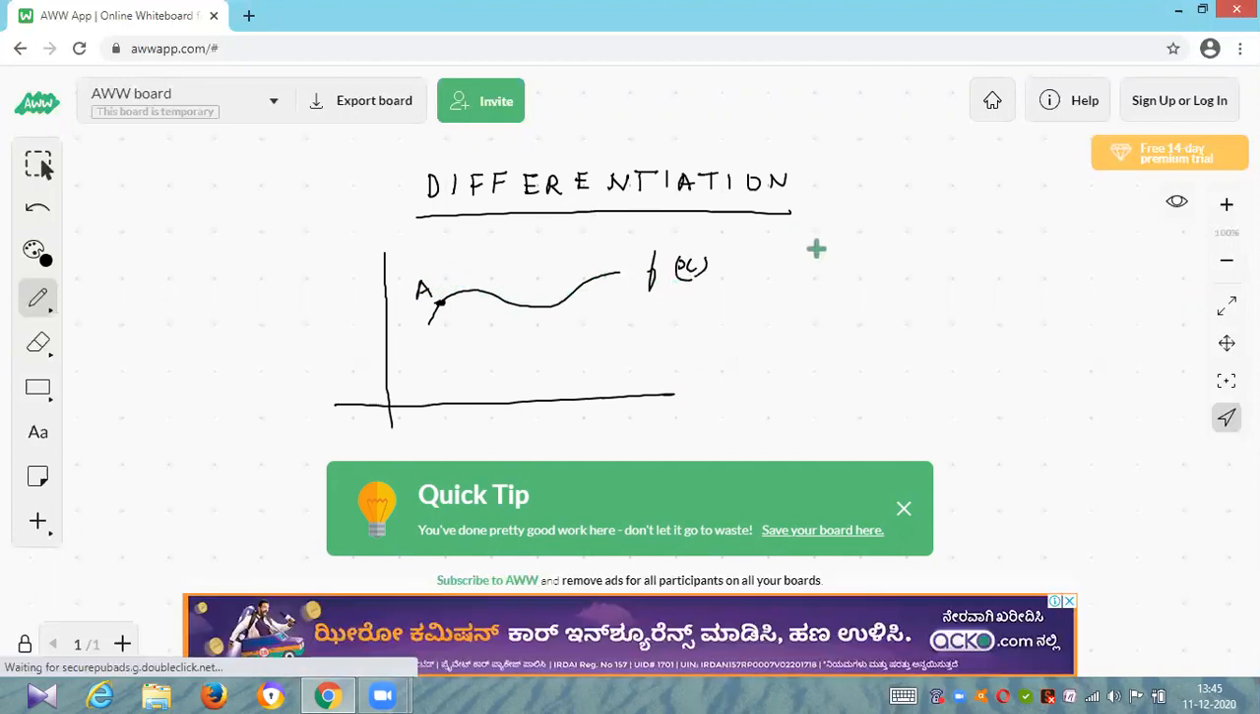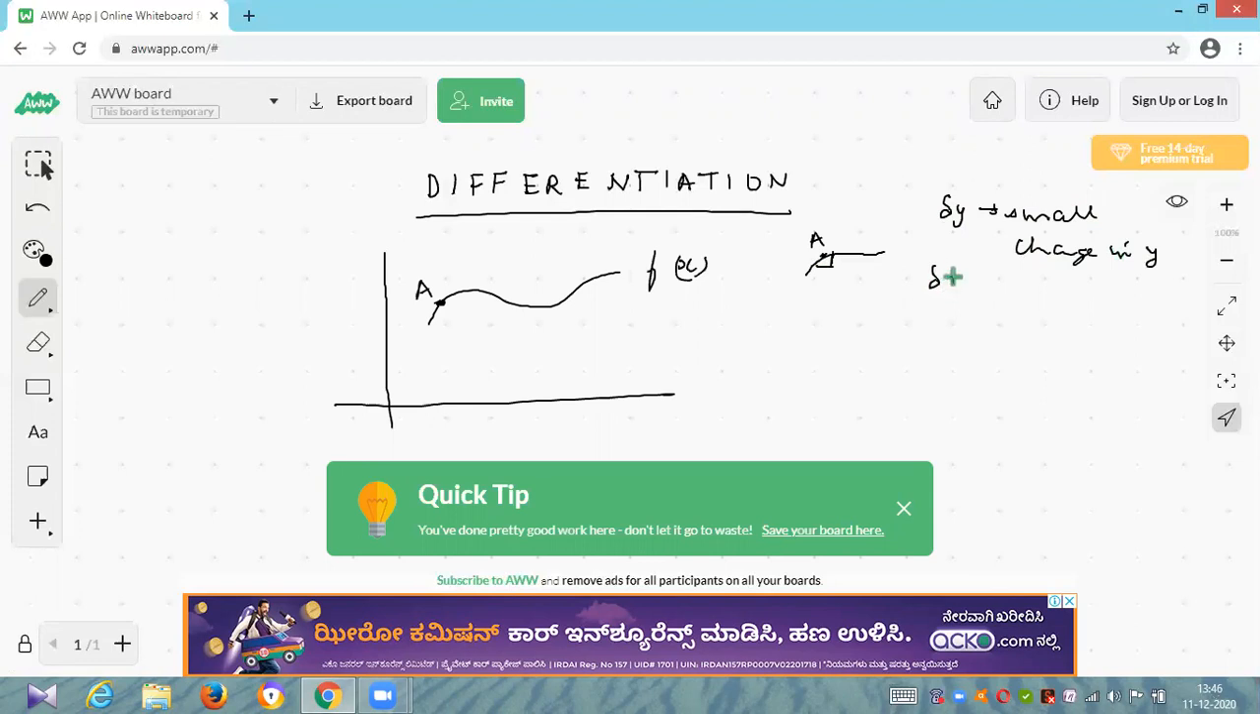Now I'm drawing a broader view of that point A. The function looks like this. So this is point A which I have drawn. To find the slope at this point, I'm plotting these two values, right? See, these values are very small and they are denoted by del y, that means a small change in y, and del x, that means a small change in x.